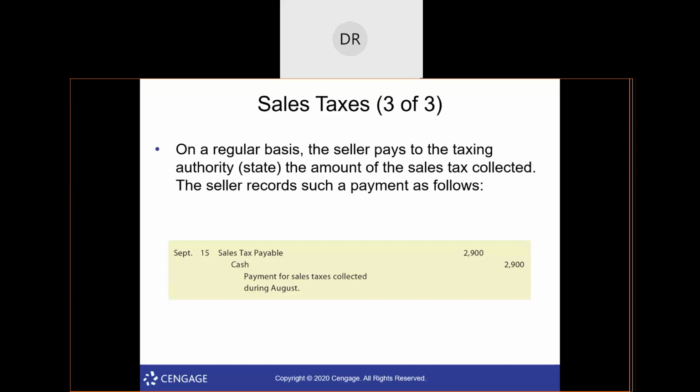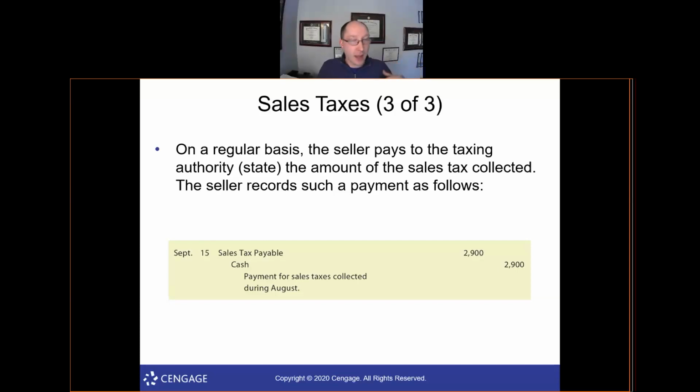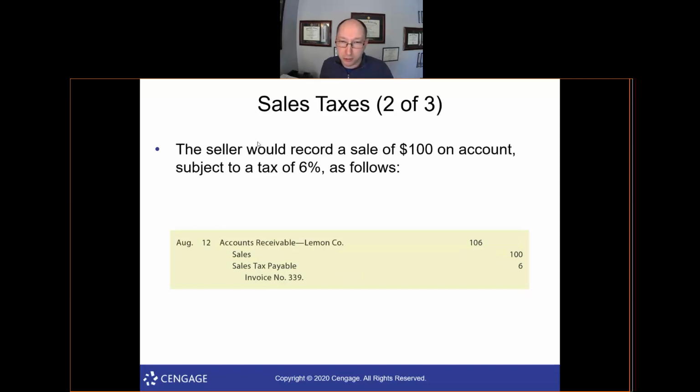So the way it works is that every time I make a sale, I record the sales amount that the customer paid me, and I credit the sales amount, and then I credit the tax amount, because remember, our debits still need to equal our credits. So that's accounts receivable 106, sales 100, sales tax payable 6, so 106, 106.